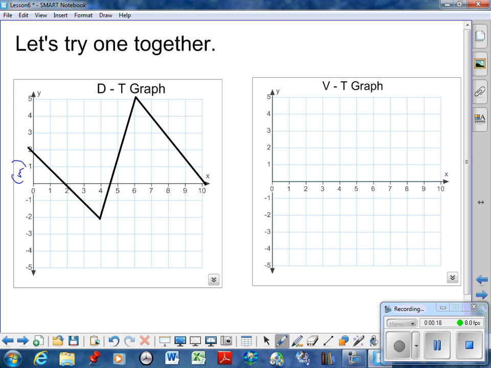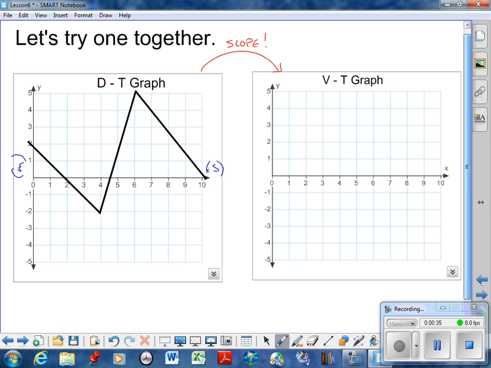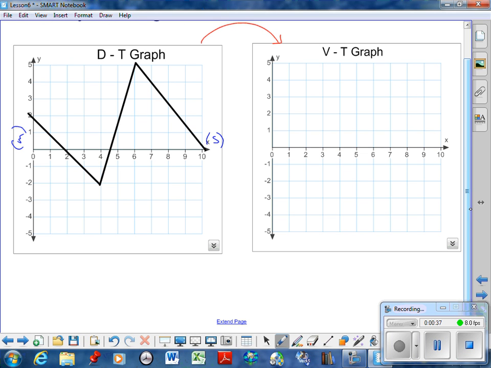So y-axis is in meters, x-axis is in seconds because it's time. How do I go from d-t to v-t? Okay, and it is slope is the answer. So this is something that's got to make it onto either a study sheet or it's got to be memorized. So how many slopes do I have to calculate? Well, there's one line segment, two line segments, three line segments.